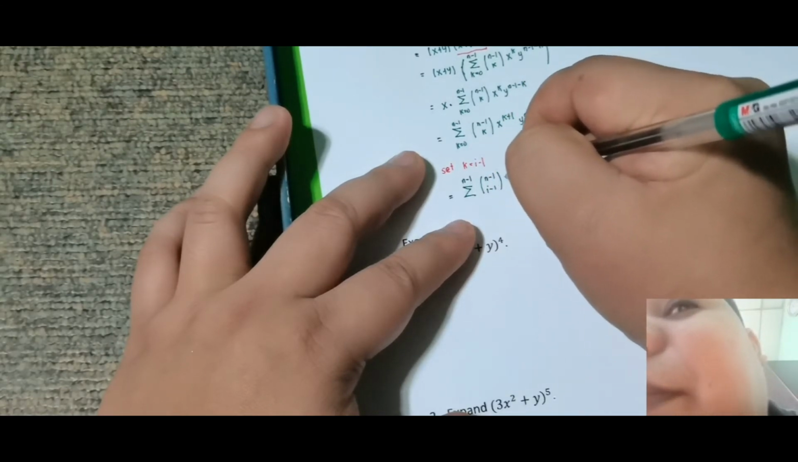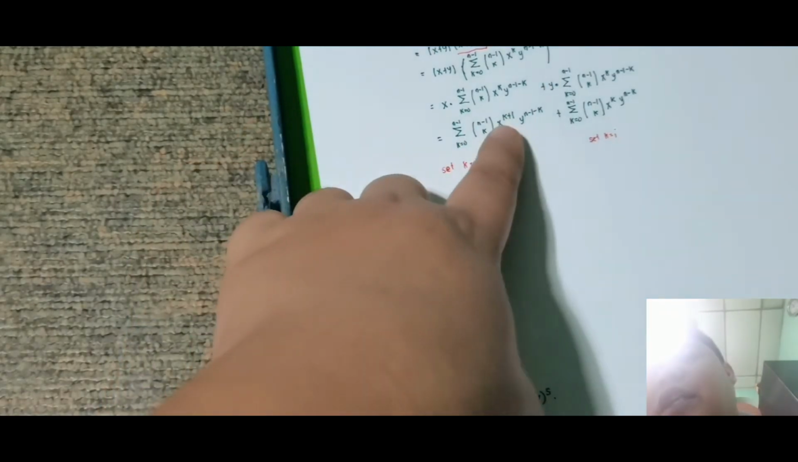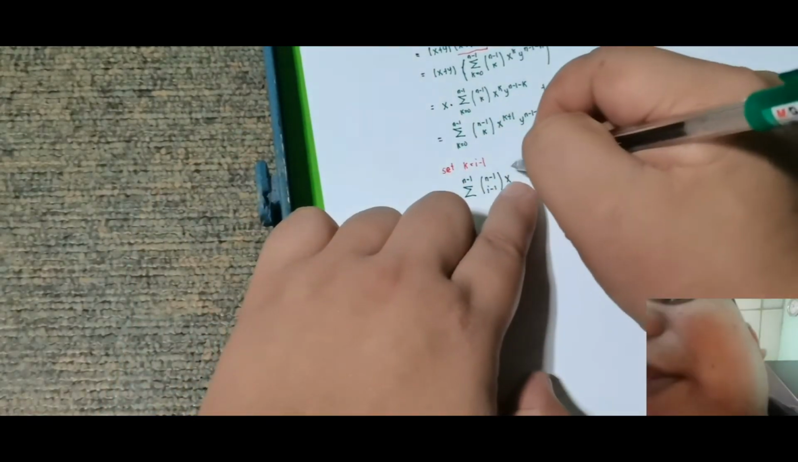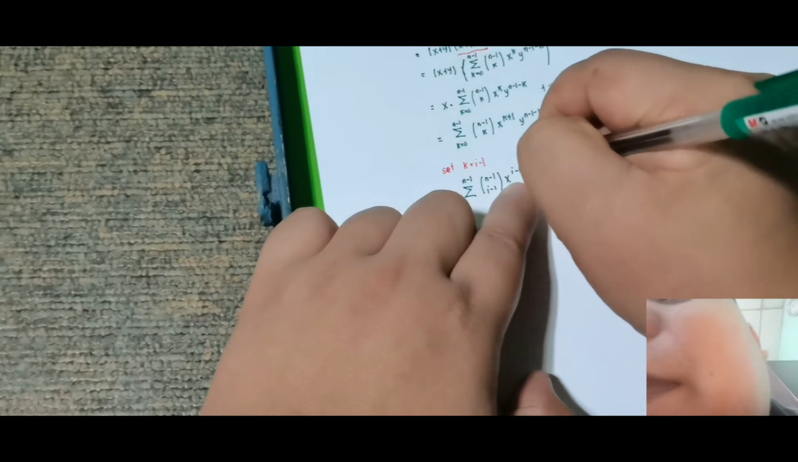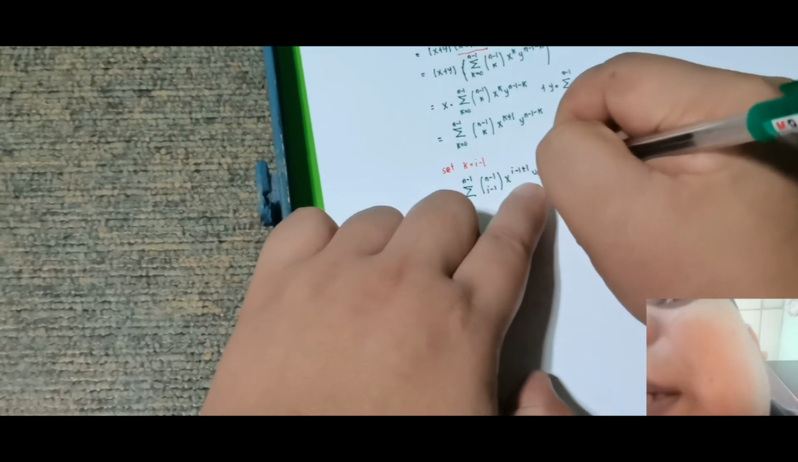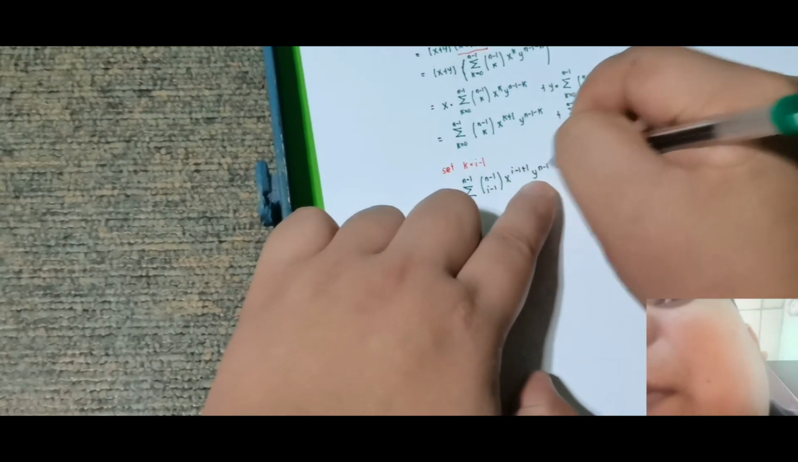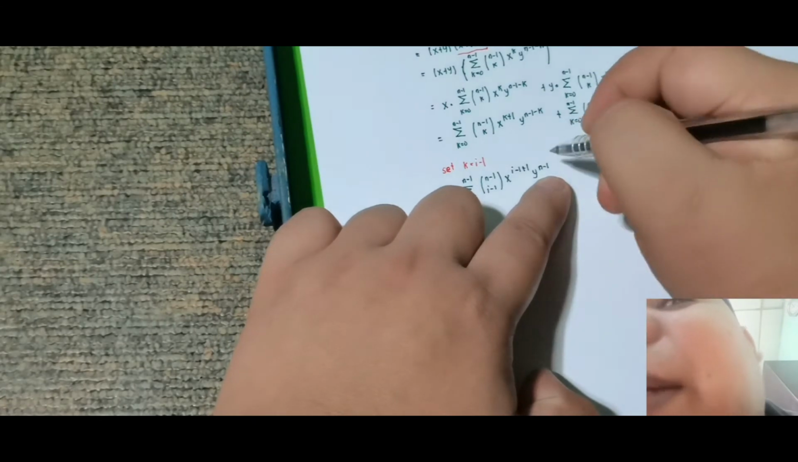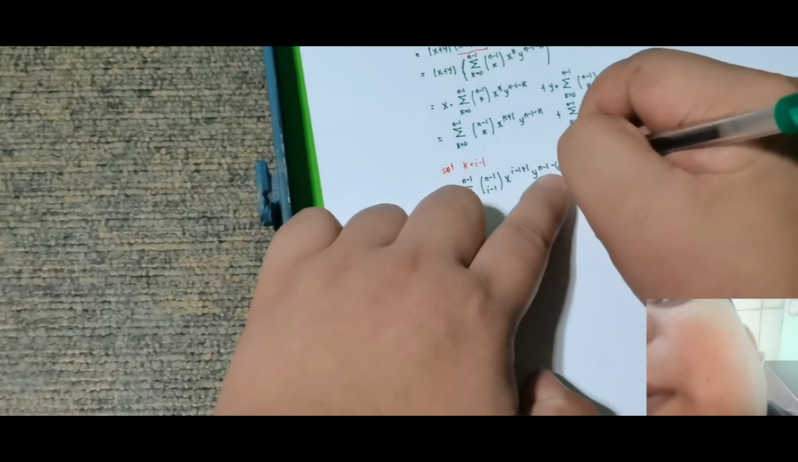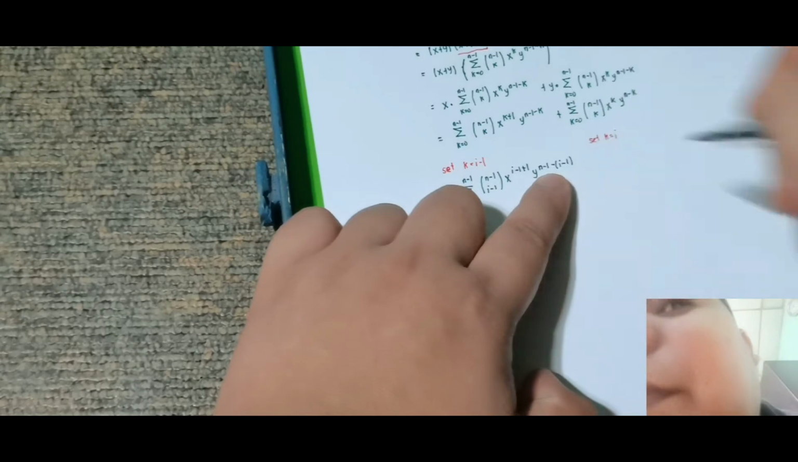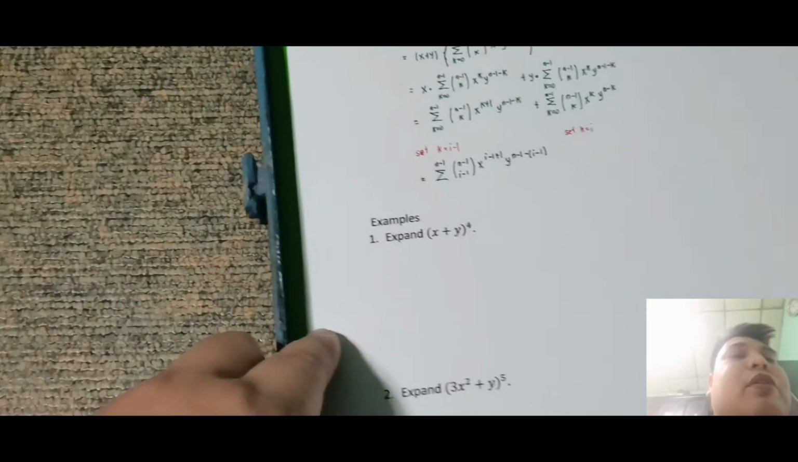Then, this is x raised to, yung k natin, papalitan natin ng i minus 1. So, this is i minus 1 plus 1. And this is y raised to n minus 1, tapos yung k papalitan ng i minus 1. So, this is minus i minus 1. Okay, ngayon, sa ilalim yung problema natin.